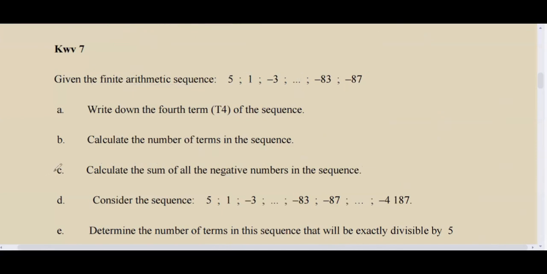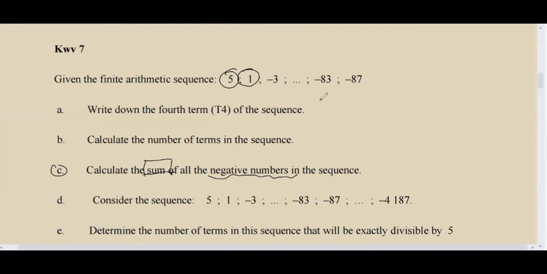Then C says, calculate the sum, right? So keyword: sum. Calculate the sum of all the negative numbers in the sequence. Now, looking at this arithmetic sequence, we can see that the only positive values are 5 and 1. So the rest of the values here are negative.